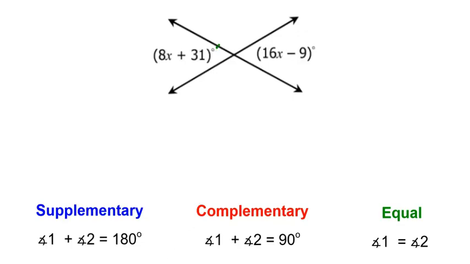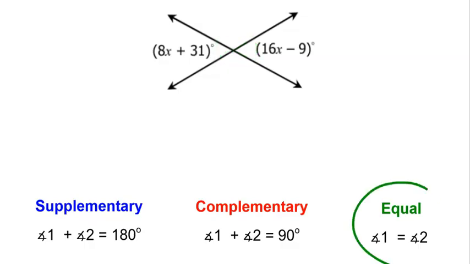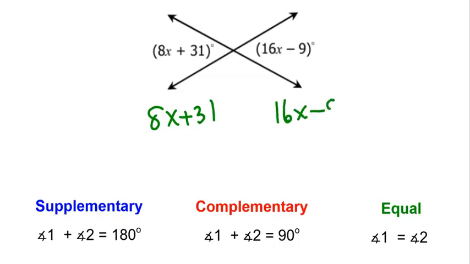You'll notice that this acute angle is opposite of this acute angle, and they touch at the same vertex. These are a pair of vertical angles, and that means that they are equal. When we have equal angles, the setup is whatever information you have about the first angle is on the left side of the equal sign, and whatever information you have about the second angle is on the right. So the first angle is 8x plus 31, and the second angle is 16x minus 9. The equal sign will go in the middle.